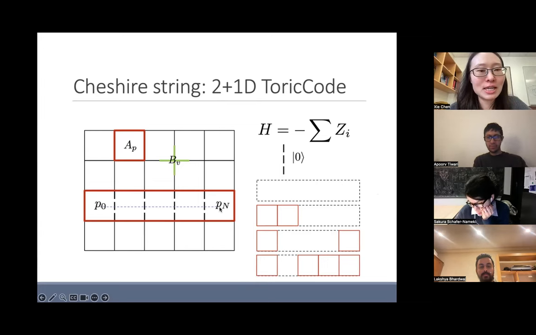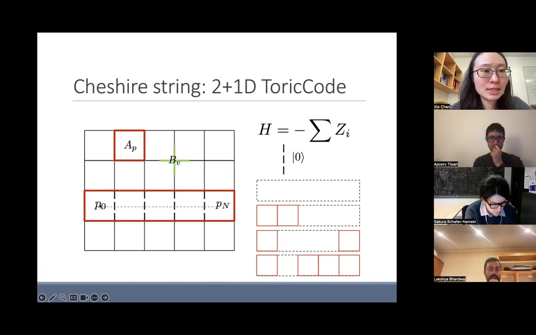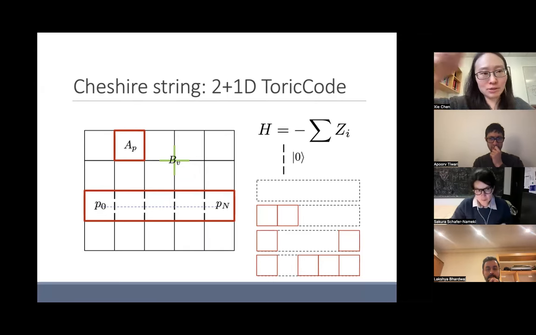Now the question is, out of the background of 2 plus 1 toric code, how can I generate such a defect using unitary operators? One thing I want to say first is that this kind of Cheshire defect is different from flux loop defect, in the sense that we know that flux loops have to be generated as the boundary of a two-dimensional membrane operator. It can only be a boundary. And because of that, flux loop cannot end. It cannot have an endpoint. It has to be a closed loop.